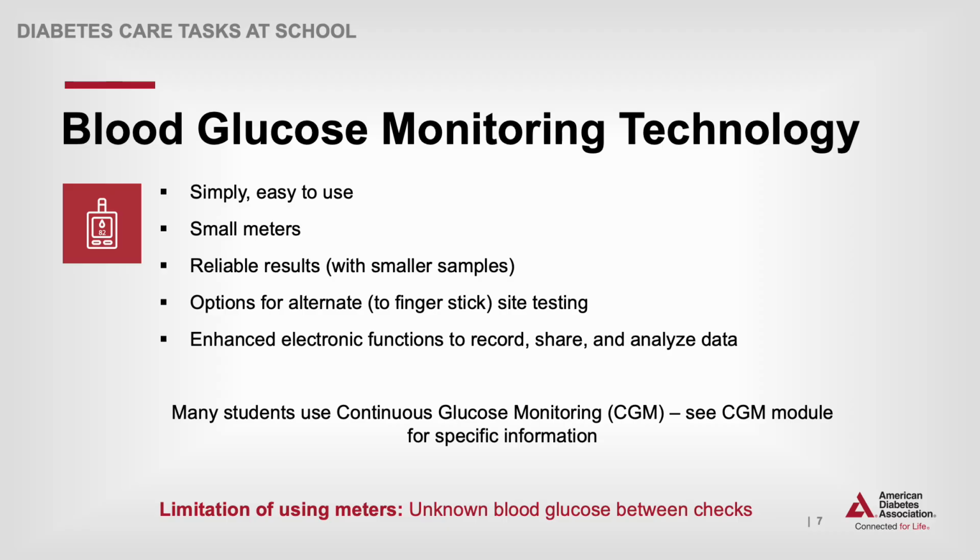The limitations of using meters include not knowing blood glucose between checks. Between samplings, students must rely on their body signals to tell them whether their blood glucose level is out of the target range. Many students use continuous glucose monitoring, or CGM, for their blood glucose monitoring.